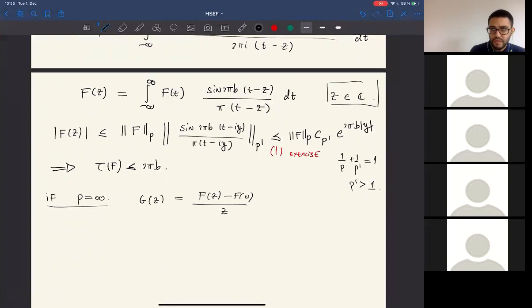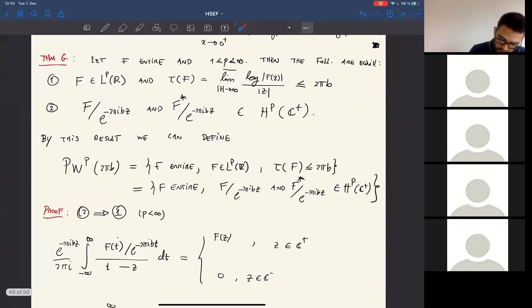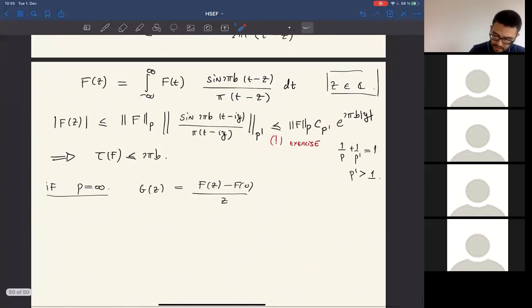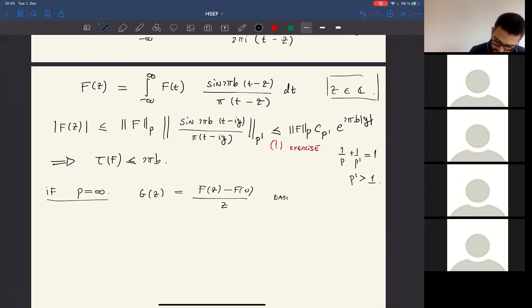The condition is that this belongs to H infinity, which means this quotient is bounded in the upper half plane. Okay, so then it's easy to see that the same is true for this g. Just making things better, actually.